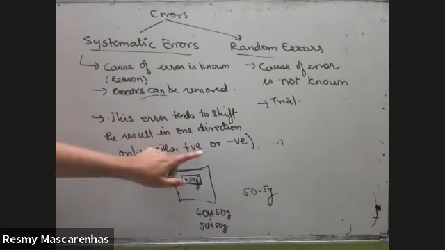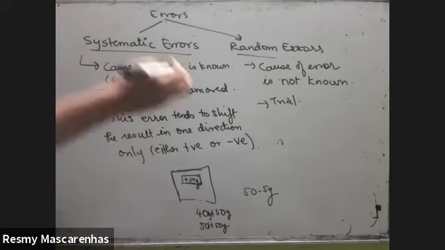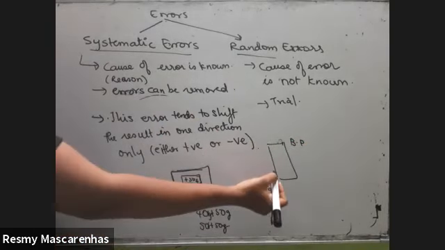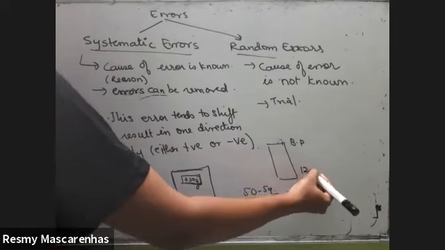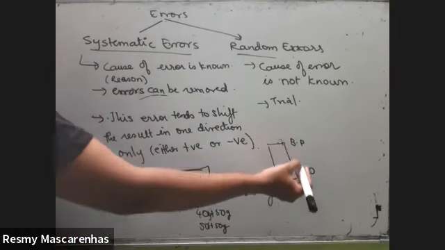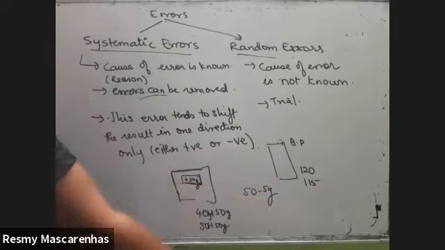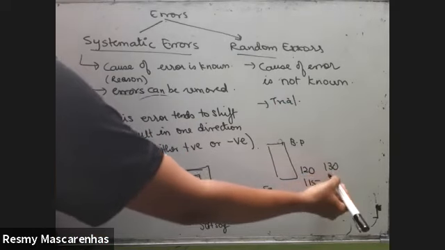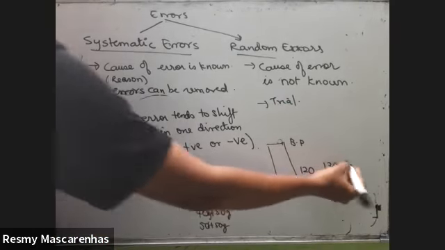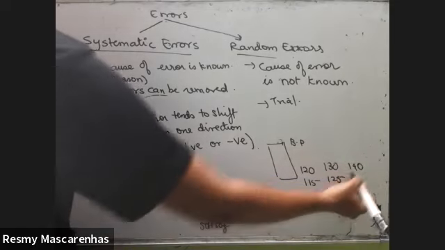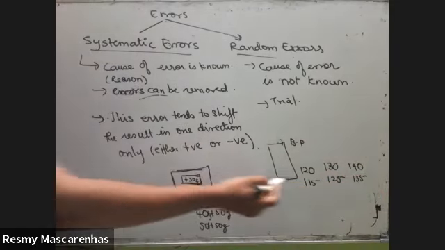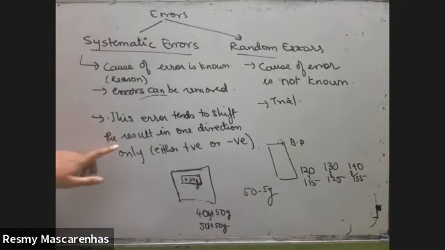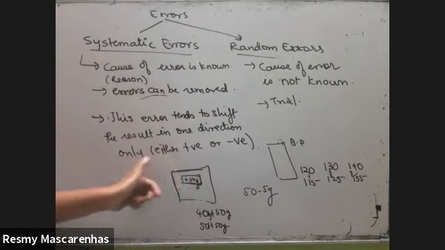So either it will give you positive. Suppose you are checking blood pressure, and this instrument is showing some negative. Suppose the person's pressure is 120, but it shows 115. Another person's actual pressure on the correct instrument was 130, then it shows 125. Someone has 140, it shows 135. So either it will show less for every person, or it will show plus for everyone. It tends to shift in one direction only.